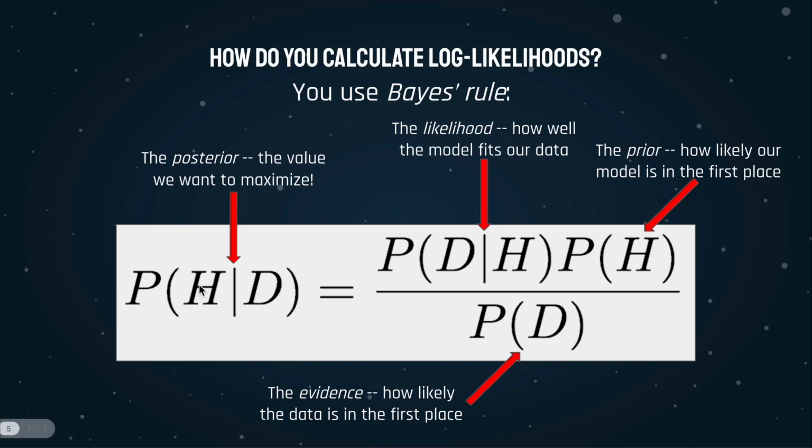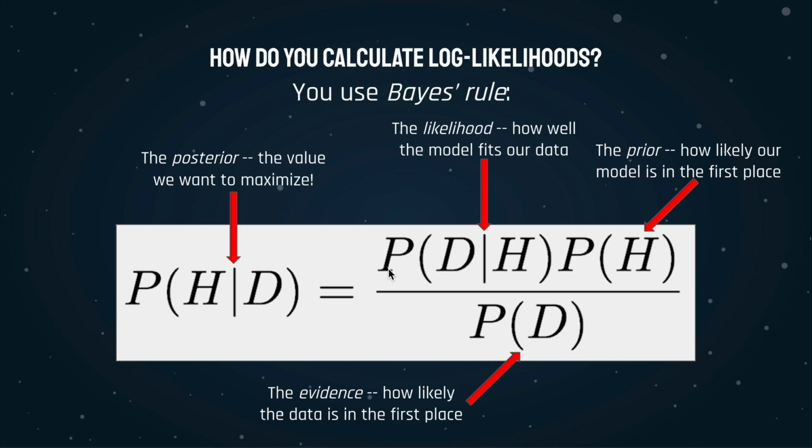So then P of H given D is called the posterior probability. This is the probability of the model given our data. So whatever maximizes this is the most likely model given our data, which is good. That's the value we want to maximize. We want to maximize the posterior. P of D given H is the reverse. It's called the likelihood. It's the probability of the data appearing given our model. So it's how well the model fits the data.